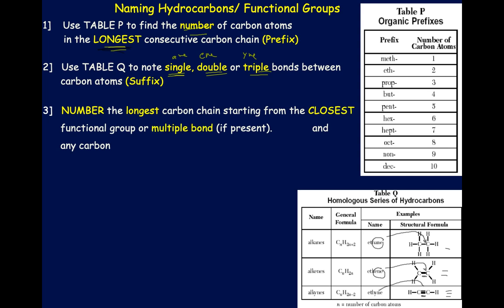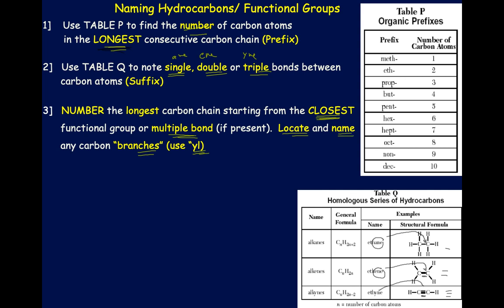Then what you're going to do is number those carbons starting from the functional group, and we'll talk about functional groups a little bit later maybe. You want to number closest to the functional group or the multiple bond. You want to locate any carbon branches. And any branch that hangs off the chain is going to use a YL ending.